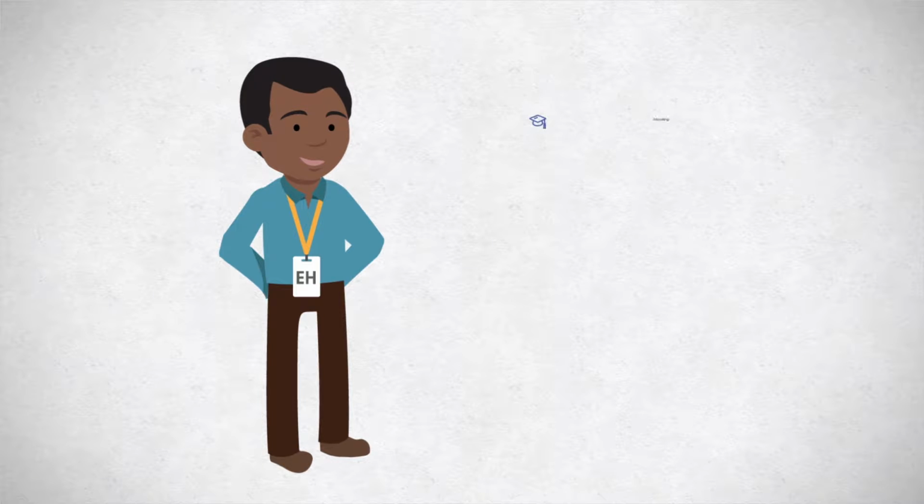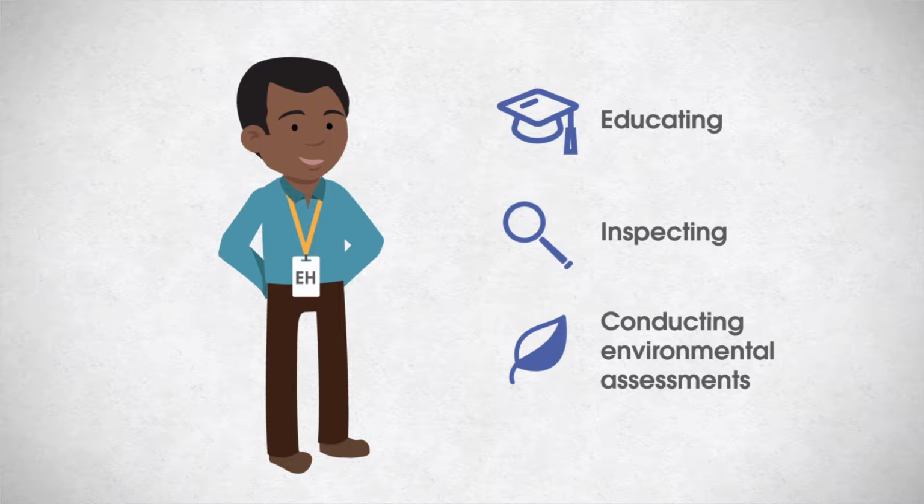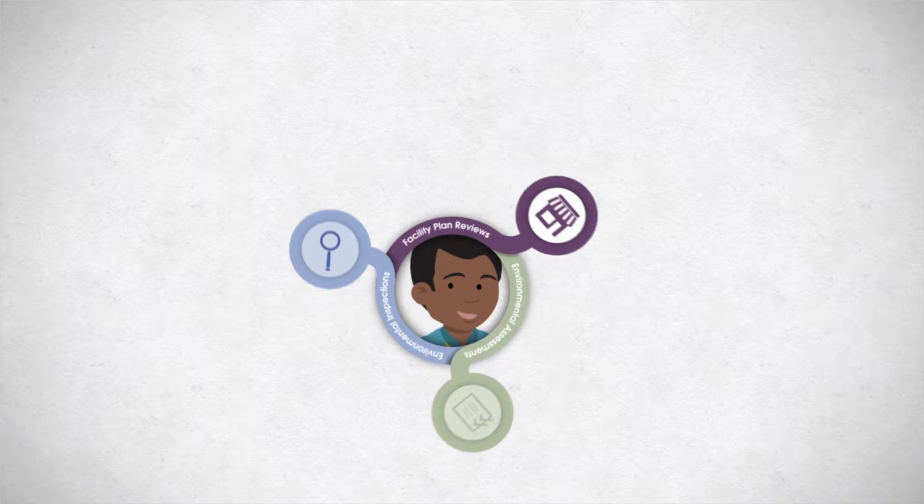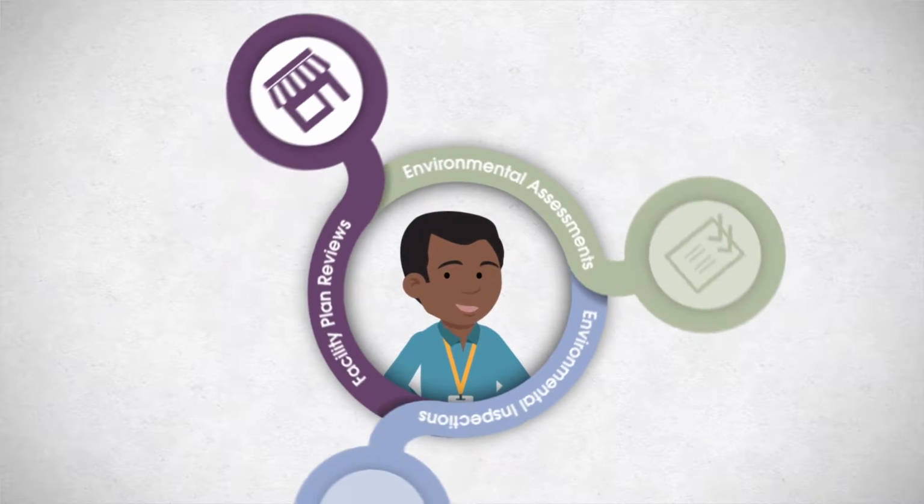Environmental health professionals ensure our food is safe by educating, inspecting, and conducting environmental assessments in facilities throughout the food supply chain. Now, let's discuss the differences between facility plan reviews, inspections, and environmental assessments.